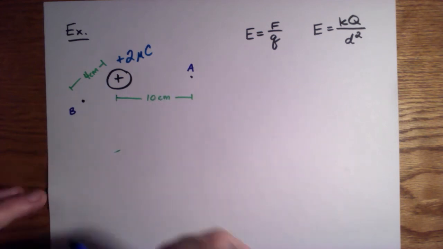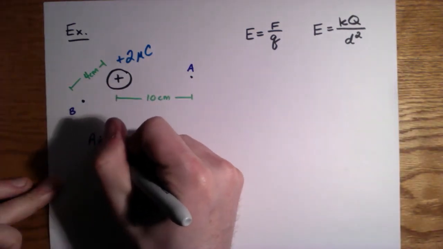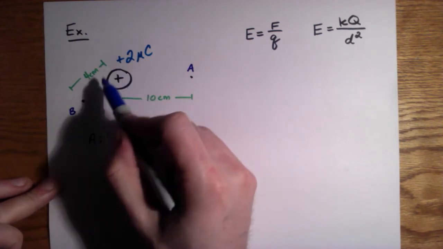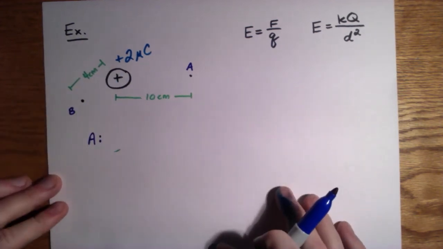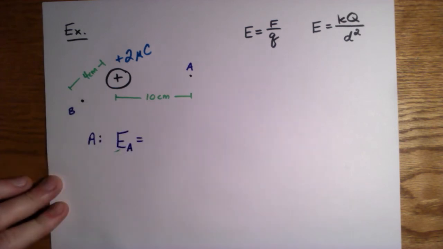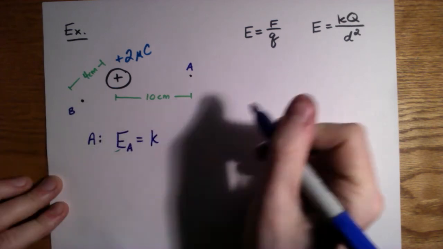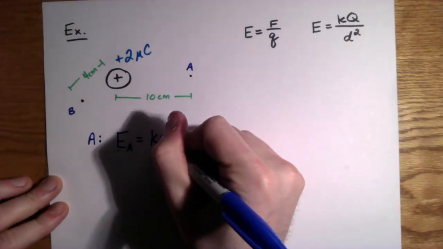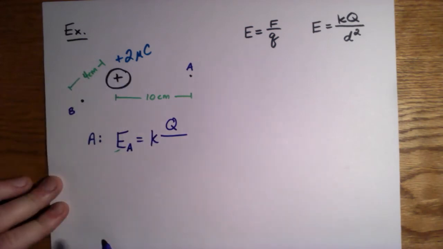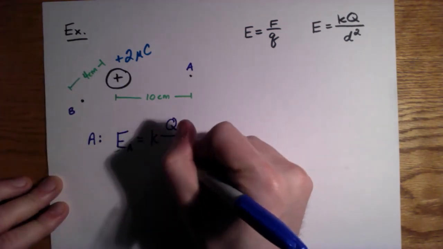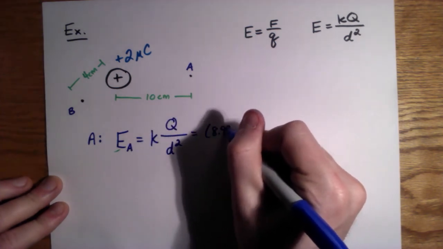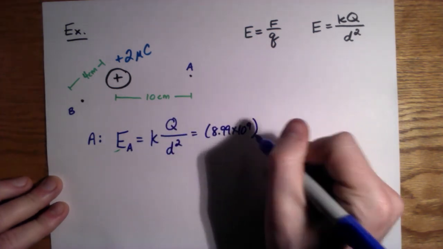So if we take a look, if I want to look at A first, again, I don't need two charges because I'm only concerned with the electric field due to this charge. So if I want the electric field strength at A, I'm going to need K, which is Coulomb's constant. I'm going to need the charge itself. Sometimes you'll see it written as big Q to represent the source charge, the actual charge causing that electric field, and the distance squared. So we know that 8.99 times 10 to the 9th is Coulomb's constant.